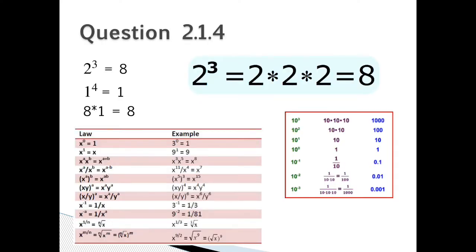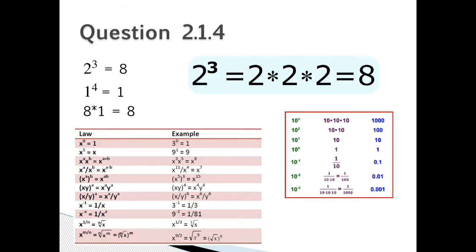So 2 to the power 3 is equal to 8 because 2 times 2 is 4 and 4 times 2 is 8. 1 to the power 4 is 1 because 1 times 1 times 1 times 1 will give you 1. So 8 times 1 and your final answer will still be 8.